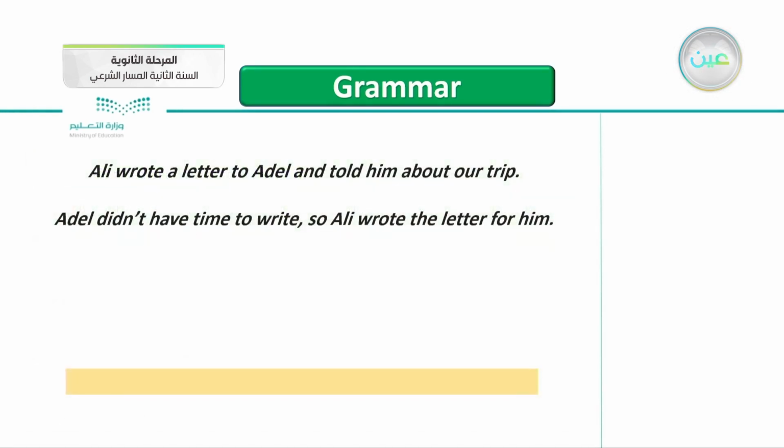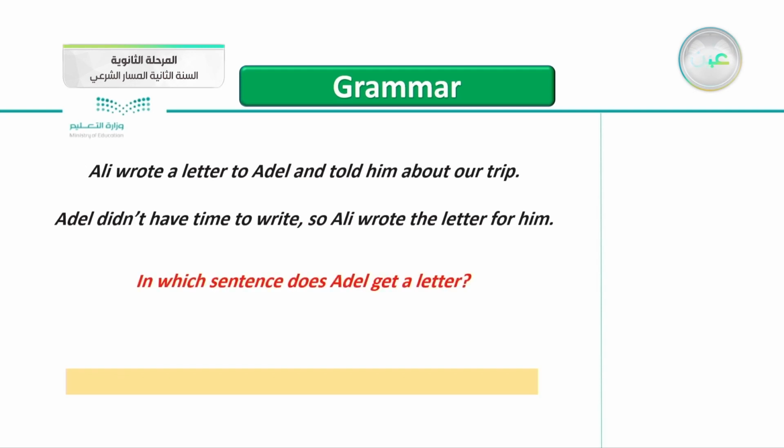For example here, Ali wrote a letter to Adil and told him about our trip. Ali wrote a letter to Adil. So notice the direct and indirect here. And told him about our trip. The second example, Ali didn't have time to write, so Ali wrote the letter for him. Adil didn't have time to write. He was busy. So Ali wrote the letter for him.